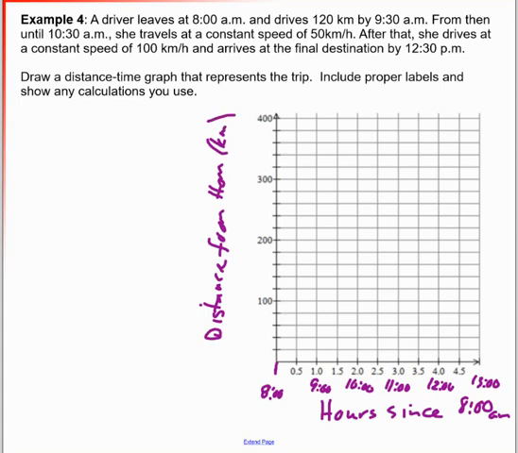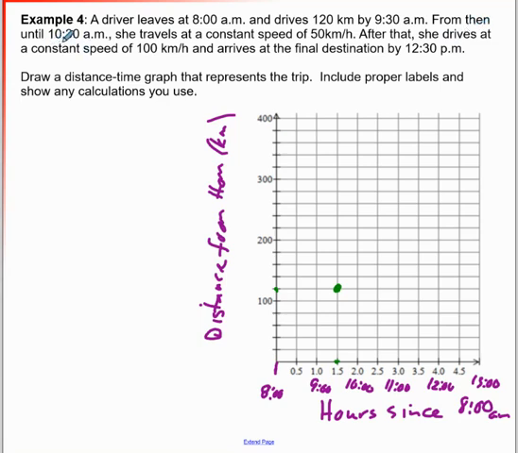All right, so a driver leaves at 8 a.m. and drives 120 kilometers by 9:30. Okay, so 120 kilometers. These are going by 20s. Notice that 20, 40, 60, 80, 100. So 120. Okay, by 9:30. Well, that's 9. That's 1.5 hours after she departed. Okay, so there's one.